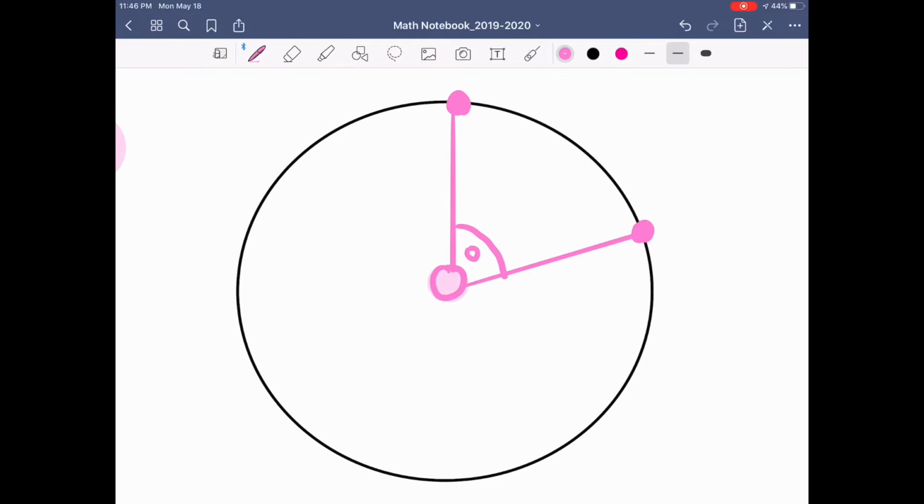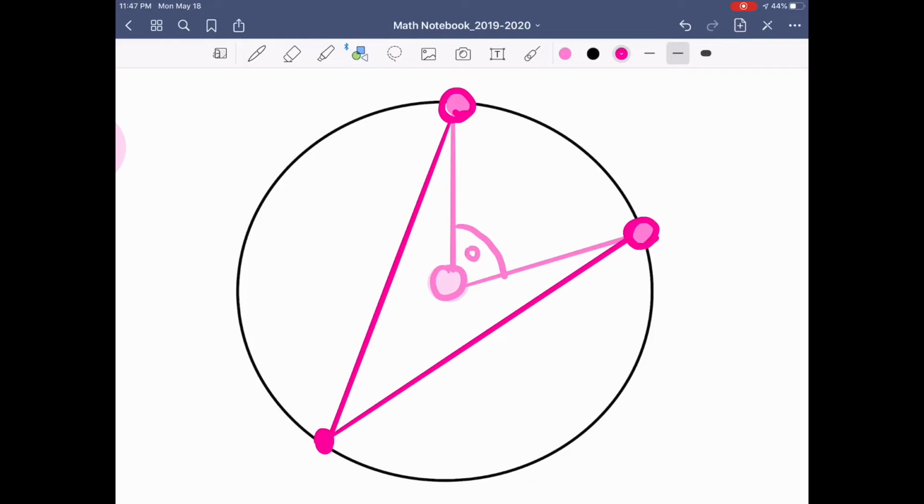And then let's say we have an inscribed angle. Again, remember the angles have to have 3 points. An inscribed angle has all 3 of its points on the circumference of the circle, okay? And remember that an inscribed angle is basically just 2 chords connecting at a point. Now, let's label this inscribed angle I.